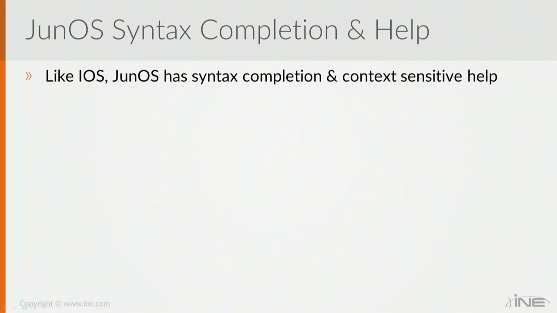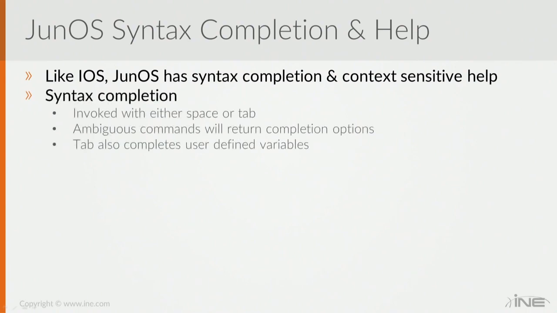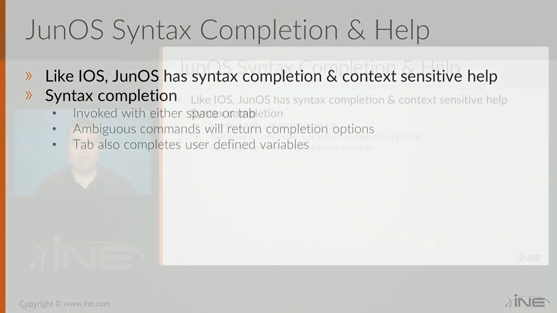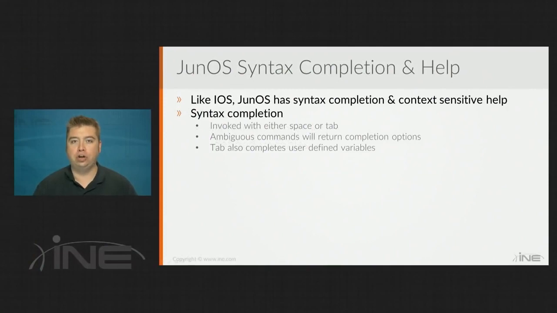The other thing that is similar between them is that we have both syntax completion and context-sensitive help. This means that you don't need to type out the entire command. If you want to say show interfaces, you can say show int and hit either tab or space. Now, in IOS, normally you use tab for completion. In Juniper, you can use both tab and space.